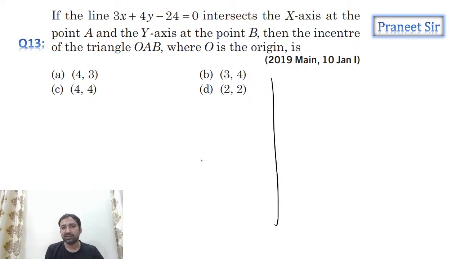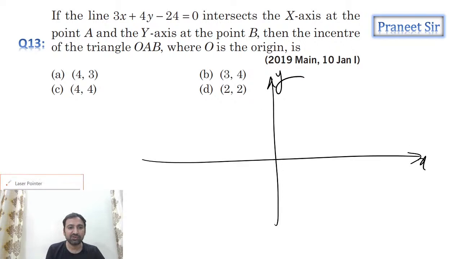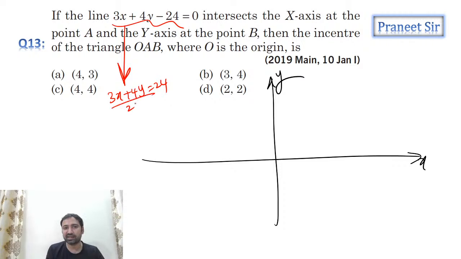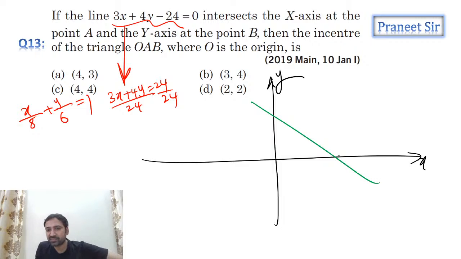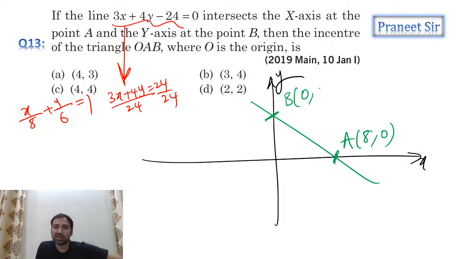Okay, right. Let's take it this way. This is x-axis and this is y-axis. And you can convert the given line into intercept form. We can write it like this. If you divide this 3x plus 4y is equals to 24 with 24 on both left hand side and right hand side, what we get is the given line is x by 8 plus y by 6 equals to 1. So the given line is like this. It is intersecting x-axis at the point A 8 comma 0 and intersecting y-axis at B 0 comma 6.